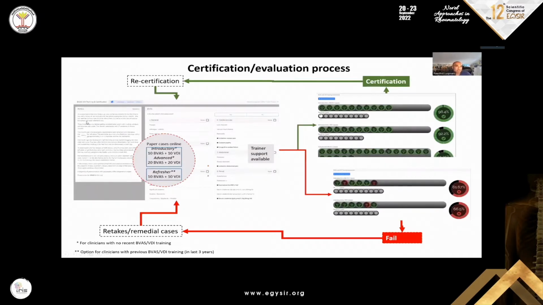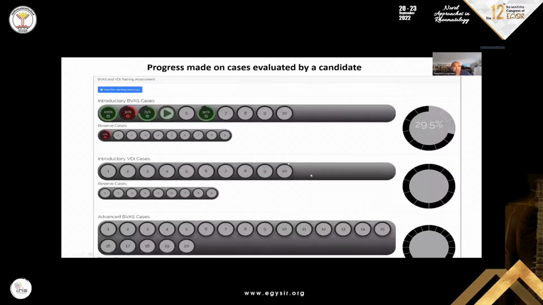The cases would be outlined in a little half a page summary here, and then you would go through each case and score them, and then you'd get marked on your progress through the system. Hopefully you'd go down this green path and we can issue certificates of passing or recommend some more cases if not quite there. So you can monitor your own progress as you go through the system, doing each case at a time to see your overall pass mark. And we set a mark of about 85% for BVAS and 75% for VDI.